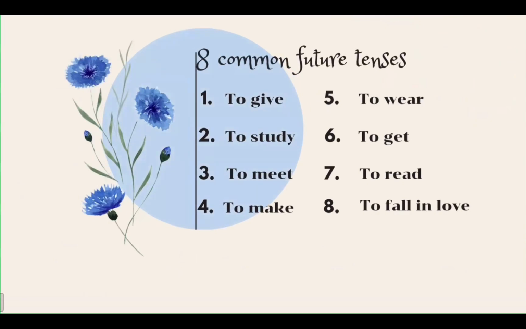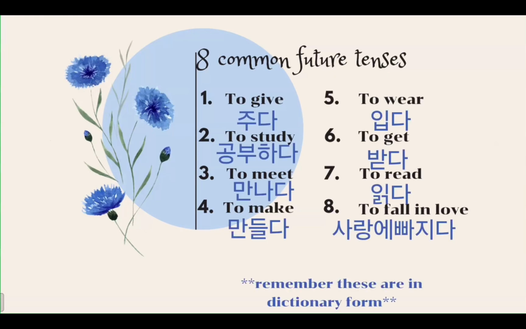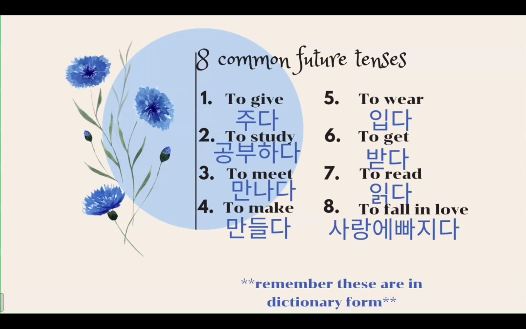8 common future tenses. We have to give, to study, to meet, to make, to wear, to get, to read, and to fall in love. And these are the dictionary form of the Hangul for the words. And don't worry if you're not able to get them down right away, because we will get back to them.